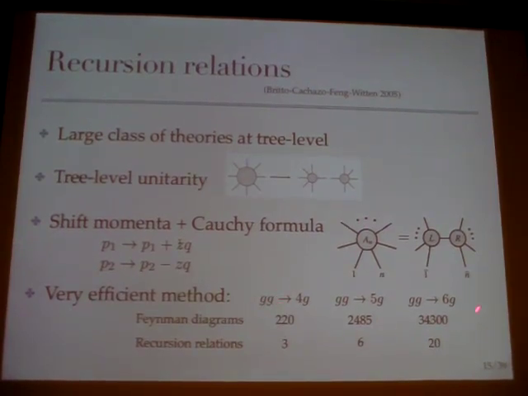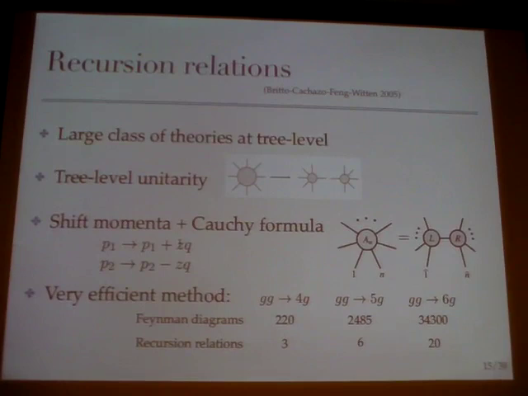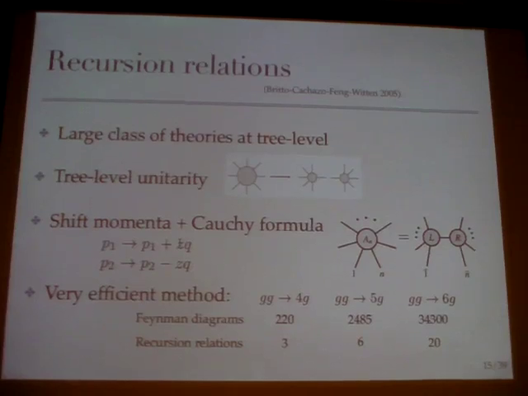And here I show some comparison of how efficient the method is. This is the comparison of the number of Feynman diagrams in different gluonic processes against the number of terms in the recursion. You can see that the comparison is quite impressive. And actually these recursion relations are now used in the leading order codes for predictions for particle accelerators.